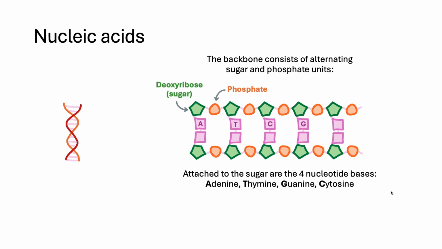And in DNA, there's a base pairing rule. A always pairs with T, so this A and T will pair together. This T and A will pair together. And G always pairs with C, so C and G, G and C. So that's the structure of DNA.